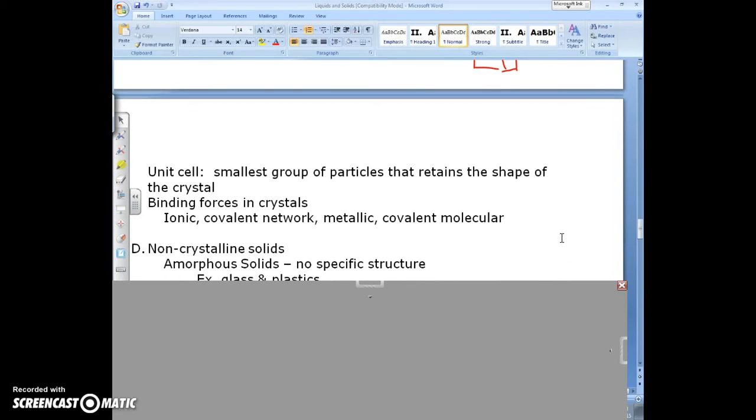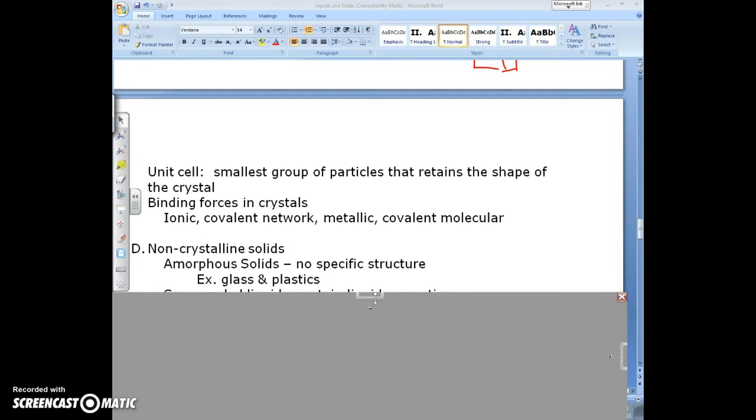Non-crystalline solids are also referred to as amorphous solids, so amorphous means without form, so they have no specific structure. The cool thing about that is if they have no specific structure, then we can see through them. So glass is an amorphous solid, and if you've seen glass in old buildings, the glass at the bottom is thicker than the glass at the top because over time, since there is no specific structure, those molecules are allowed to flow a small amount. So you end up with glass in old houses being thicker at the bottom than at the top. Plastics, the same sort of thing goes on there.